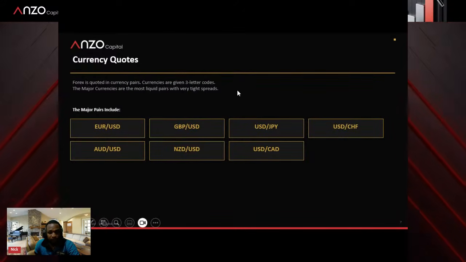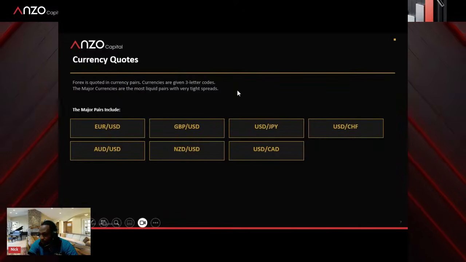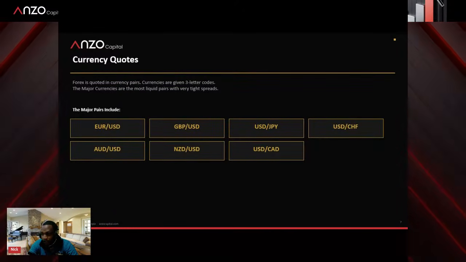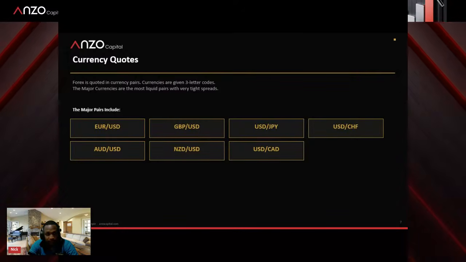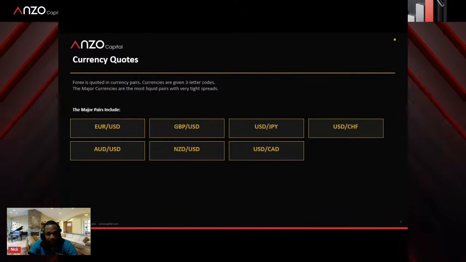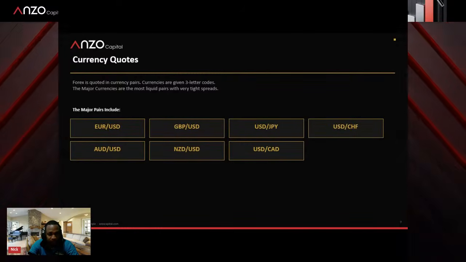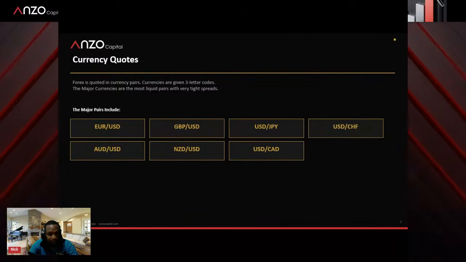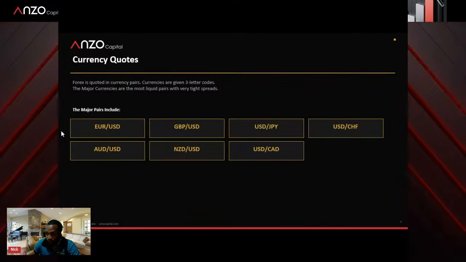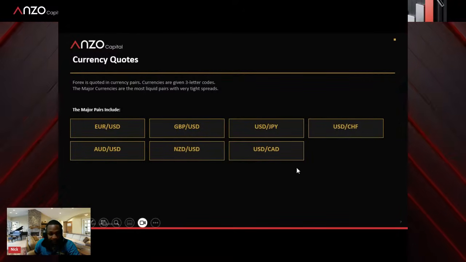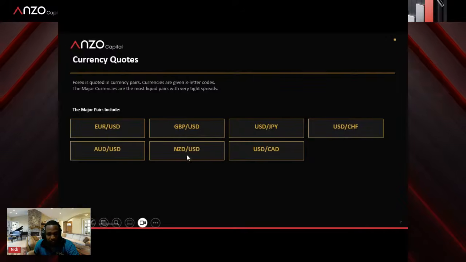Let's talk a bit about currency quotes. The FX market, or Forex, is quoted in currency pairs, and these currency pairs are identified by letter codes. The major currencies are the most liquid pairs with a very tight spread, of course. Some of the major pairs that we have are EUR/USD, GBP/USD, USD/JPY, USD/CHF, USD/CAD, NZD/USD, and AUD/USD.